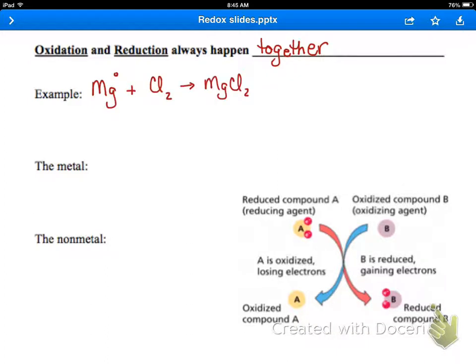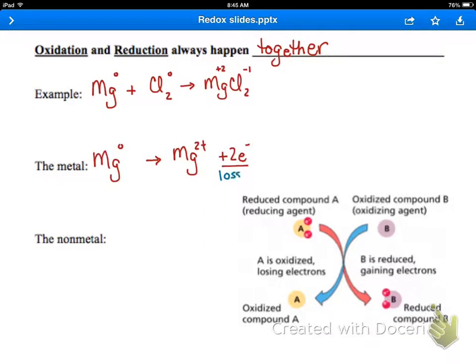So we're going to look at an example of a reaction where you've got magnesium, and it is a metal. It's not sharing electrons, so its oxidation number is 0. Plus chlorine, also by itself, it's 0, and that combines to make magnesium chloride. So let's look at the metal first. We're going to look at magnesium.